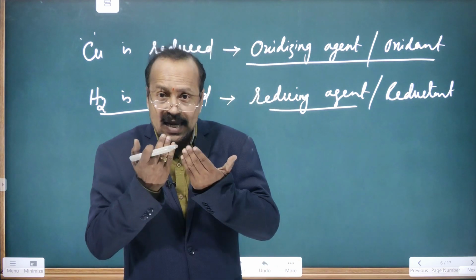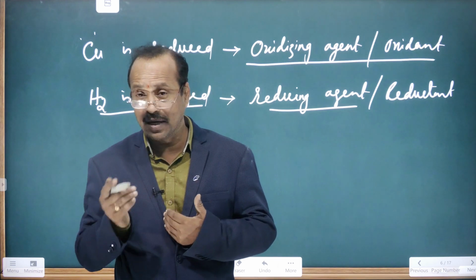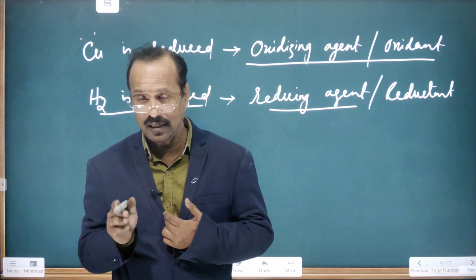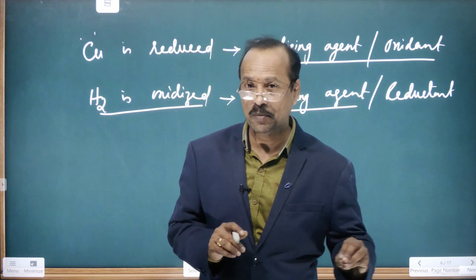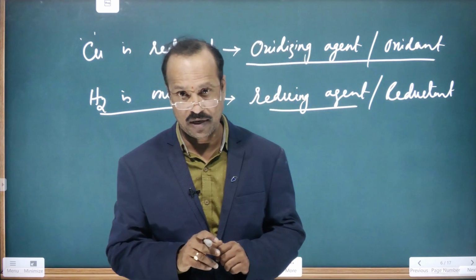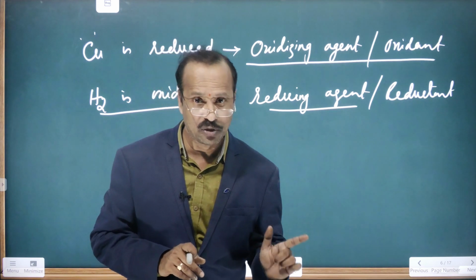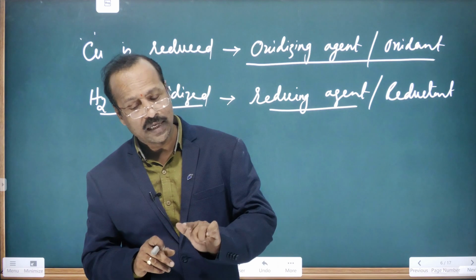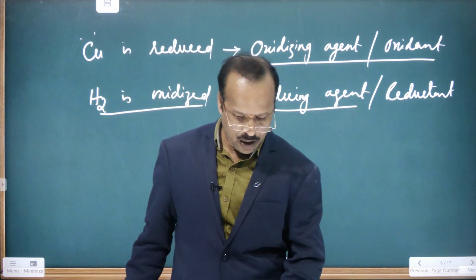So which is gaining the electron? Which is gaining the electron becomes negatively charged, right? That's called reduction. Which is losing the electron becomes positively charged, so that is oxidation, right? So which is undergoing the oxidation is called a reducing agent. Which is undergoing the reduction is called a, okay. So that is it.